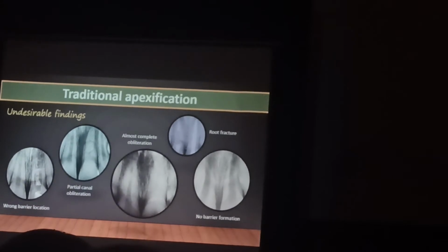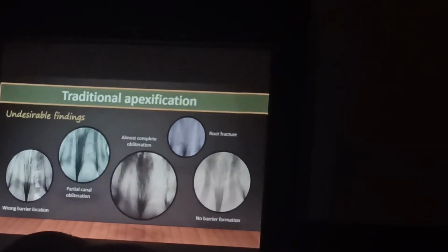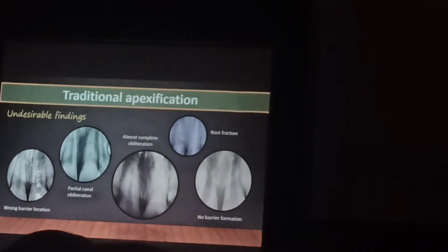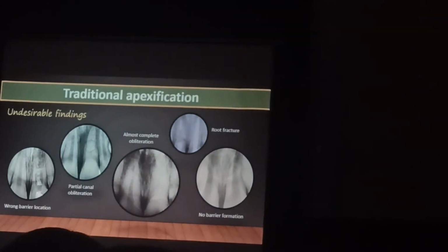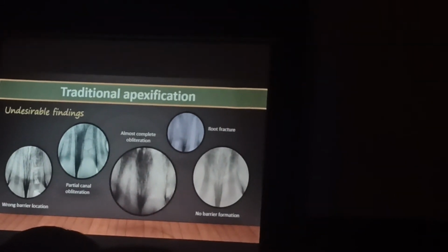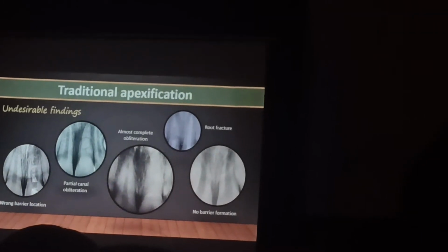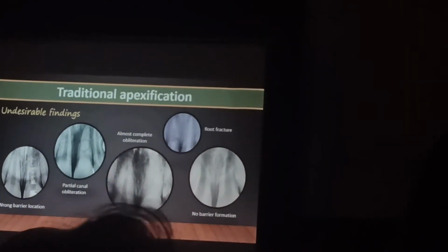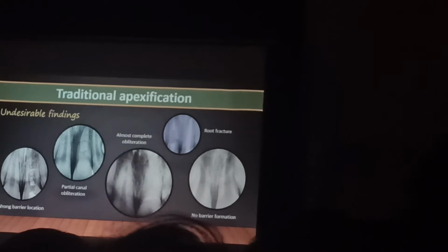Sometimes we also get partial calcification, almost complete obliteration. Sometimes root fractures because of calcium hydroxide. If you put it in the root for a long time, it may reduce the strength of the root. And also maybe no barrier formation.